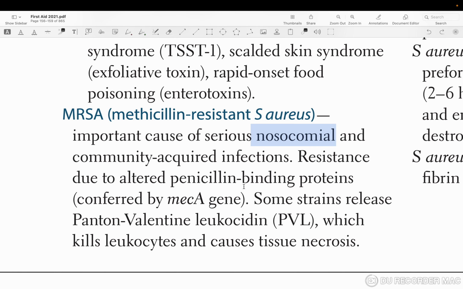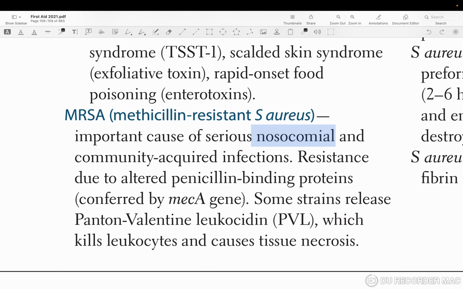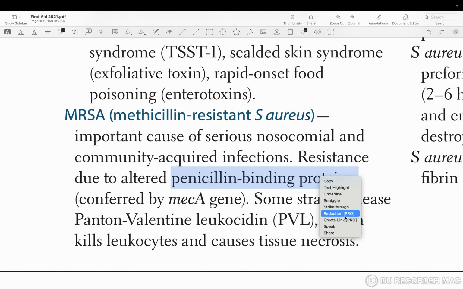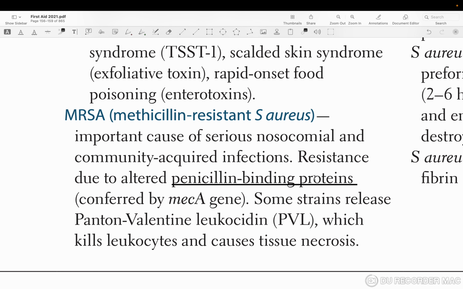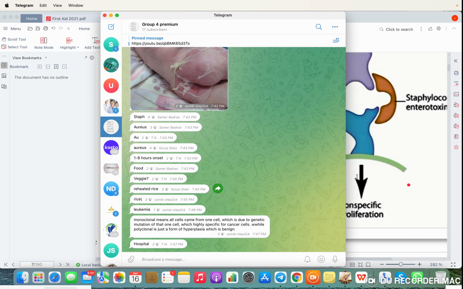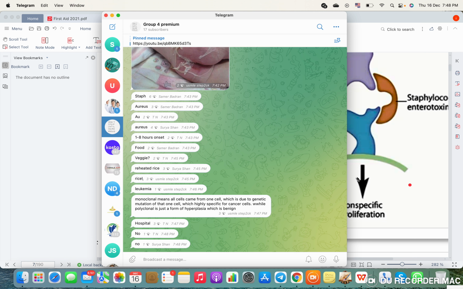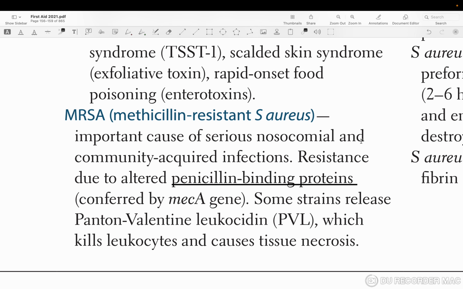So the resistance happens due to altered penicillin binding protein, which is conferred by the mecA gene. Basically, there is one gene. When this gene is defective, the penicillin binding protein will be altered. So when the penicillin binding protein is altered, can the penicillin bind to it anymore? Yes or no? They cannot. So in case of MRSA, you cannot have binding of penicillin anymore. If you cannot have binding of penicillin anymore, you don't have function of penicillin. So the bacteria becomes resistant to the penicillin.